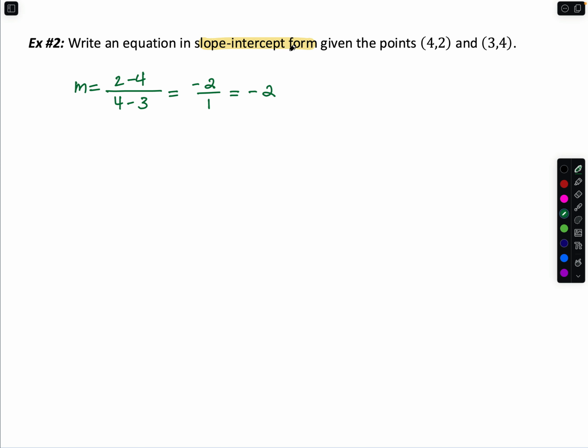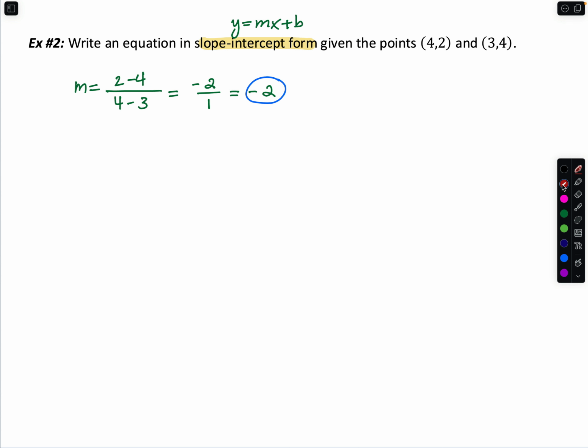So if we're trying to write our equation in slope-intercept form, so again, that's y equals mx plus b, we can do it one of 2 ways. We can take the slope and either of the points that we know, and plug in for m, y, and x and solve for b. Or another option is to take your slope and one of your points, put it in point slope form and change it. And I'll show you both of those methods.